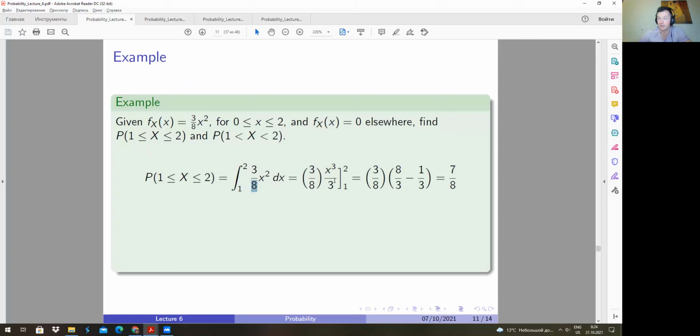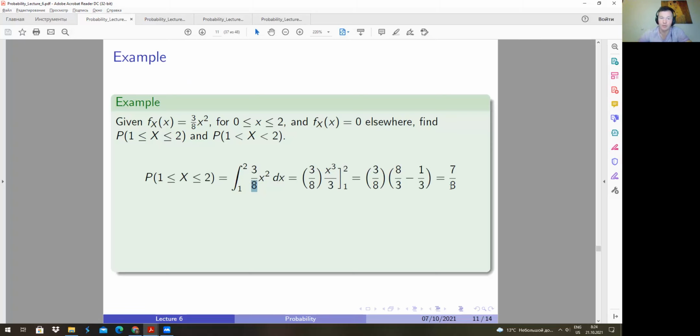Now I evaluate this x cubed over 3 for values 2 and 1. Basically, I plug 2 in the place of x. It's 8 over 3. And then I subtract x cubed over 3 evaluated at 1, so it's 1 over 3. Now it's 3 over 8 multiplied by 7 over 3. The 3 and 3 cancel out, and I have 7 over 8.